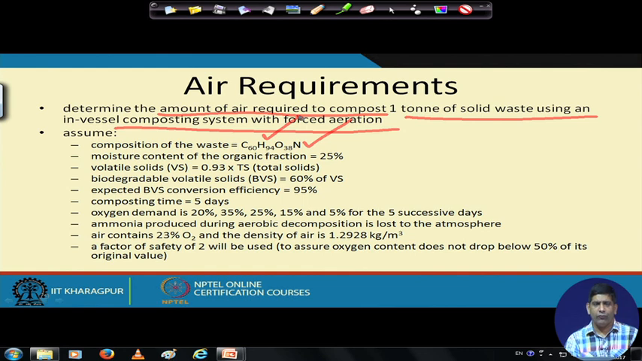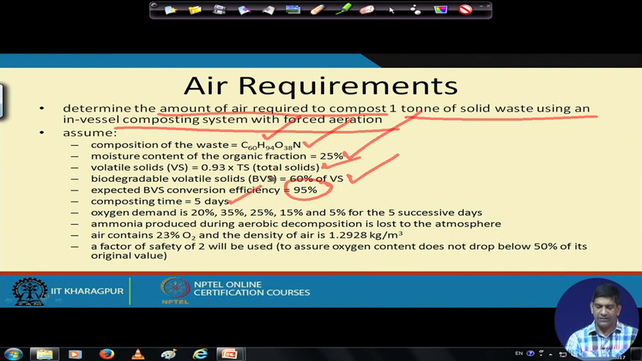But in many cases, you need to take a sample and get it analyzed, then you know how much carbon, hydrogen, oxygen, nitrogen is there. You do an ultimate analysis, a CHONS analyzer, and then you can come up with this formula. The moisture content of the organic fraction is given as 25%. VS is 0.93 of the total solids, 93% of total solids. Now the biodegradable volatile solid is 60% of the volatile solid. Expected efficiency is 95%. So here it tells you that not 100%, but 95% is actually reacting.